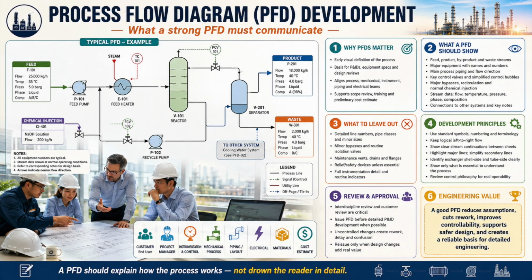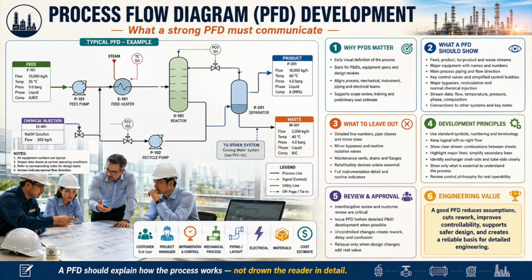The PFD is usually supported by a heat and material balance. This balance may appear as a table within the drawing or as a separate controlled document. Together, the PFD and heat and material balance establish the process conditions that drive equipment sizing, utility demand, material selection, control philosophy, piping design, and cost estimation. You should never treat the PFD as a document owned only by the process department.